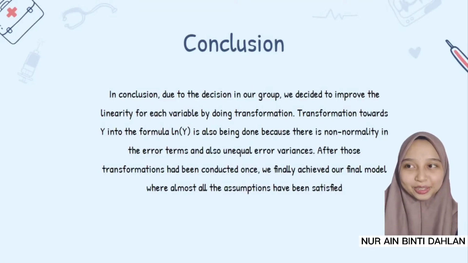So, in conclusion, due to a decision in our group, we decided to improve the linearity for each variable by doing transformation. Transformation of y into the form ln y was also done because there is non-normality of the error terms and also unequal error variances. After those transformations had been done, we finally achieved our final model where almost all the assumptions have been satisfied.